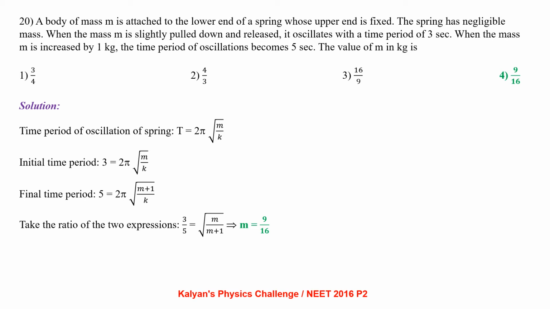As we know, the time period of an oscillating spring is given by the formula T equal to 2 pi root m by k, where m is mass of the block and k is spring constant, also known as force constant. The initial time period is 3 seconds, so we can write 3 equal to 2 pi root m by k. The final time period is 5 seconds. We can write 5 equal to 2 pi root m plus 1 by k as mass is increased by 1 kg. Now taking the ratio and simplifying, we get m equal to 9 by 16 kg.